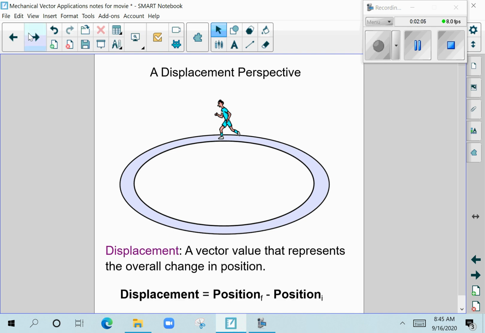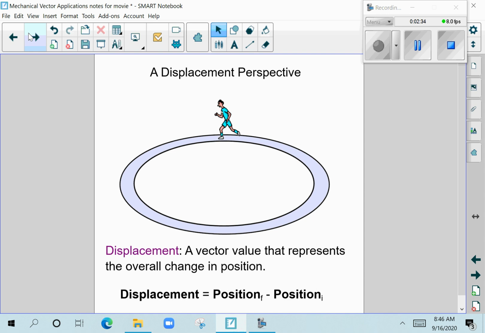However, if you're more like my wife, who doesn't like watching track because they start in one spot, run in a circle, and end where they started, she has what's called a displacement perspective. You could have just stood there for the same amount of time and ended up in the same position. Displacement is not position. Displacement is a change in position. Distance is a scalar value. I run 5 miles. It could be north, south, east, west. It doesn't make a difference.